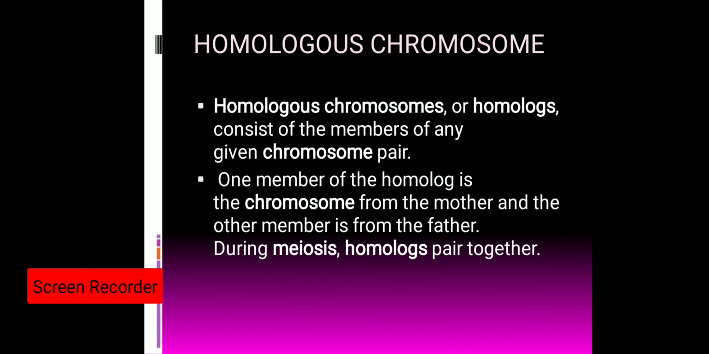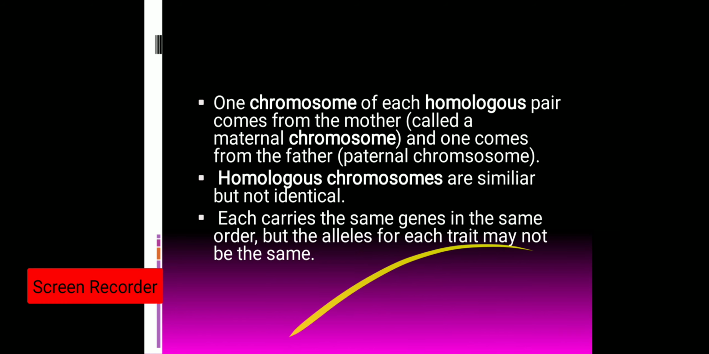Now we must understand what a homologous chromosome is, because only on this concept can the crossing over phenomenon be understood. Homologous chromosomes are also known as homologs, which consist of the members of any given chromosome pair. One member of the homolog is the chromosome from the mother cell and the other member is from the father cell. So during meiosis, homologs will pair together.